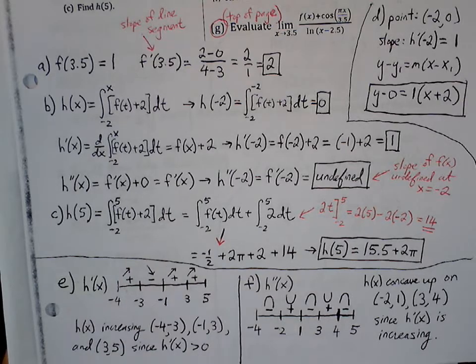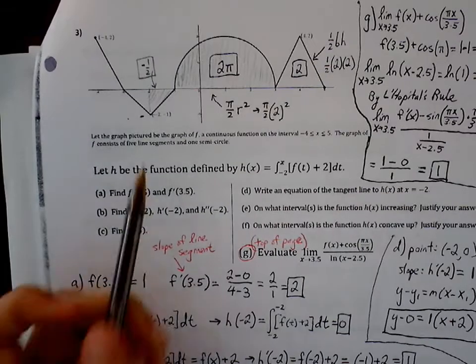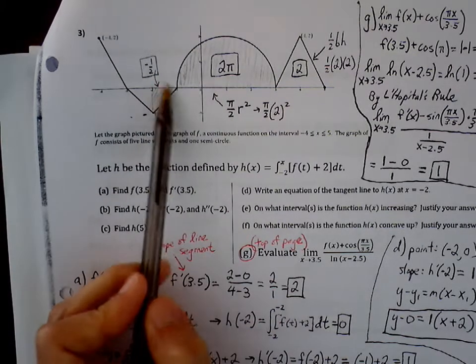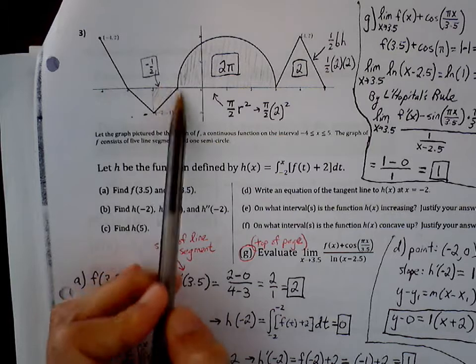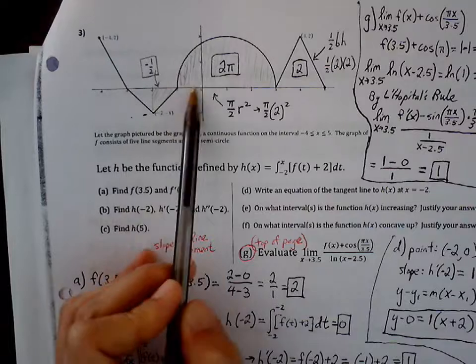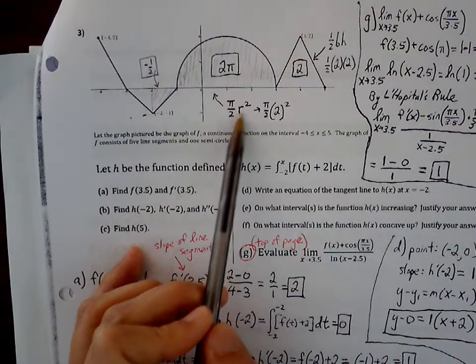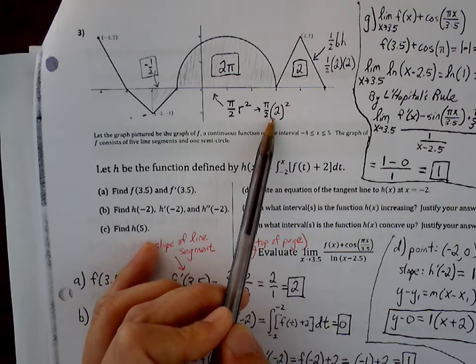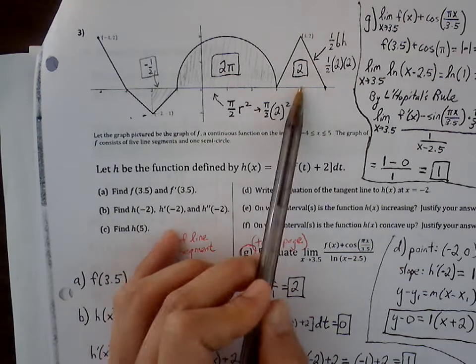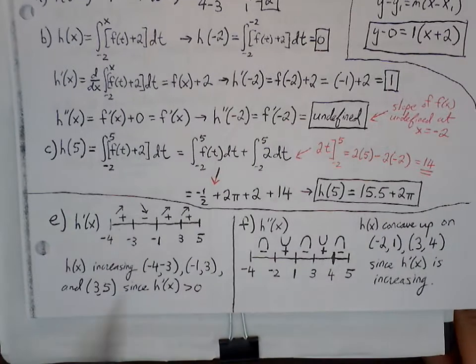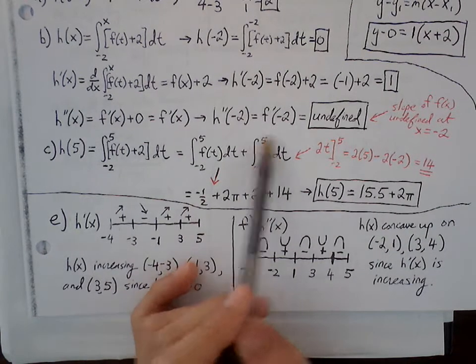So looking at the graph from negative 2 all the way to 5, we need to find the area of these regions. This is 1/2 base times height, but it's below the x-axis, so we make that a negative 1/2. The semicircle is pi over 2 r squared. The radius is 2, so pi over 2 times 2 squared, that's 4 over 2 pi, which is 2 pi. And then here, 1/2 base times height, 1/2 times 2 times 2, which is 2. So we total those together, we get negative 1/2 plus 2 pi plus 2.